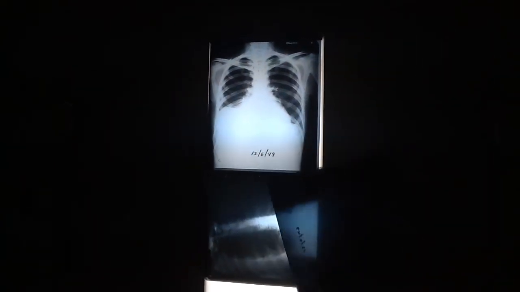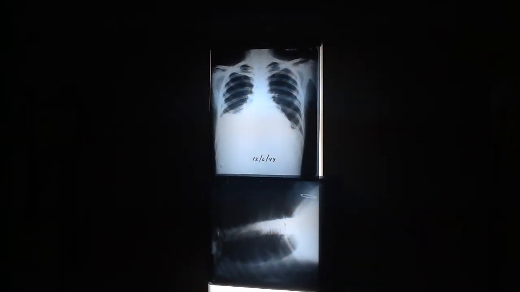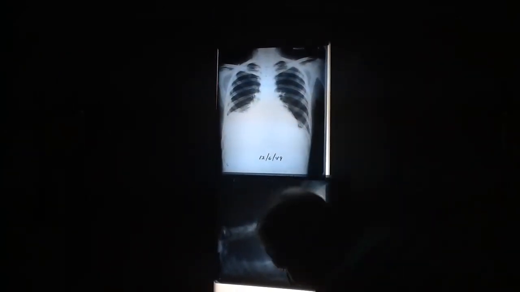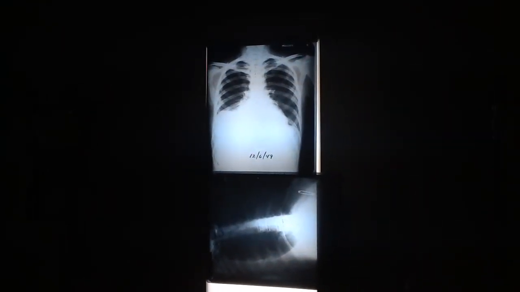So look at this PA view. Looks like an elevated diaphragm, doesn't it? Like an elevated hemidiaphragm. What's actually happening is an atypical pleural effusion.